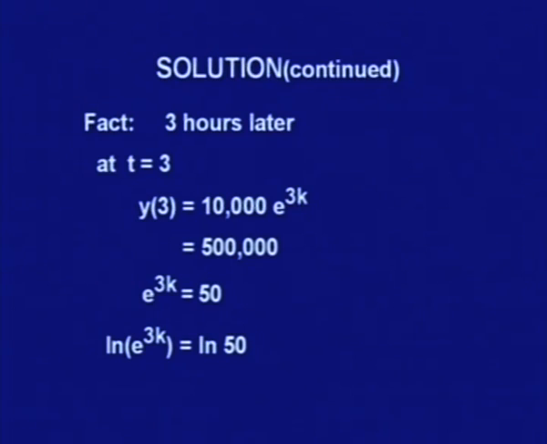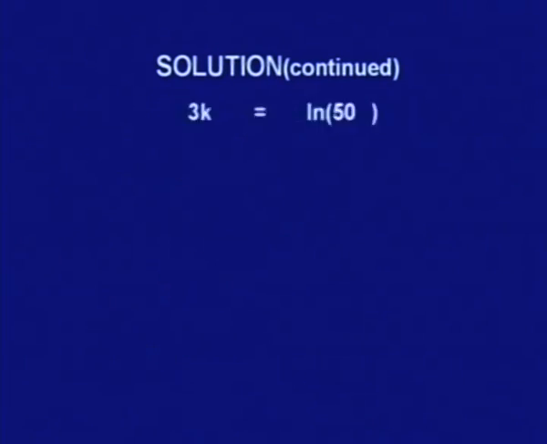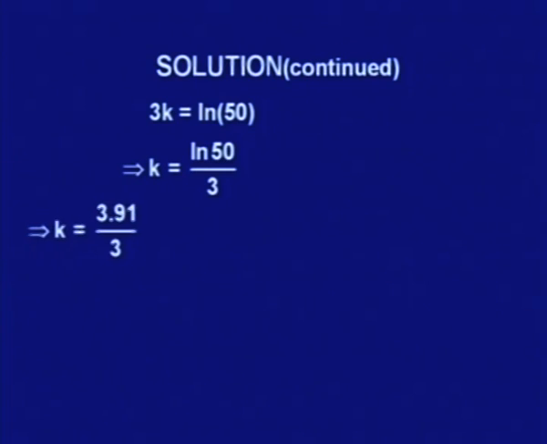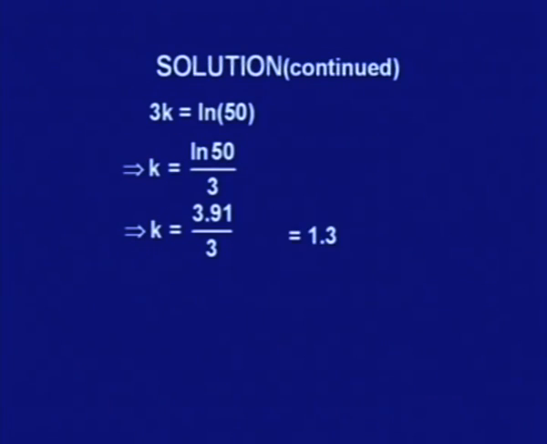So, we do get log of e to the power 3k is equal to log of 50, which is giving us that 3k is equal to log 50. Thus, k is equal to log 50 by 3, and now we will incorporate the value of natural logarithm of 50, which is approximately 3.91. Thus, we are getting the value of k as 3.91 by 3 is equal to 1.3. So, what we have got is that the value of k is 1.3.